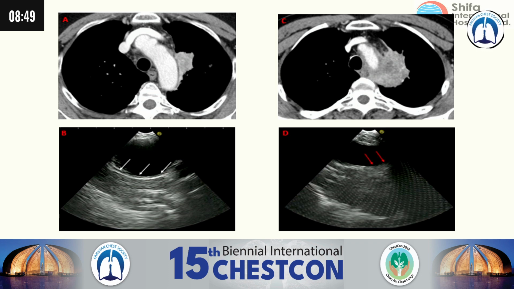The first image on the top left corner is showing a tumor along the arch of the aorta, but you can see there is a distinct margin between the tumor and the arch of the aorta here. The corresponding EBUS image shows an intact intimal layer, with the tumor underneath the aorta. But this image here shows a tumor which is invading into the arch of the aorta, and the corresponding EBUS image shows loss of the intimal layer of the aorta.